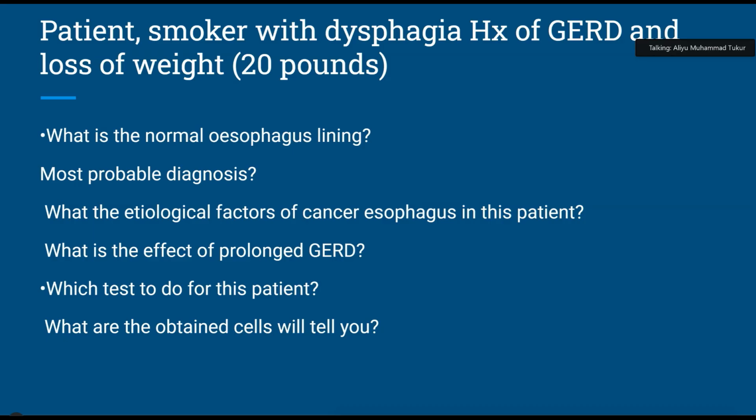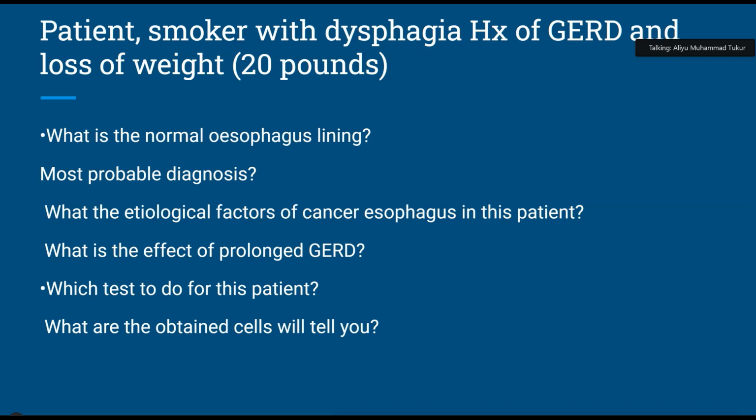Okay, its effect is metaplasia, dysplasia, and subsequent Barrett esophagus, whereby the normal esophageal lining of stratified squamous epithelium will be turned to columnar gastric lining epithelium. So Barrett. Okay, so which test will you perform in this patient to reach your diagnosis?